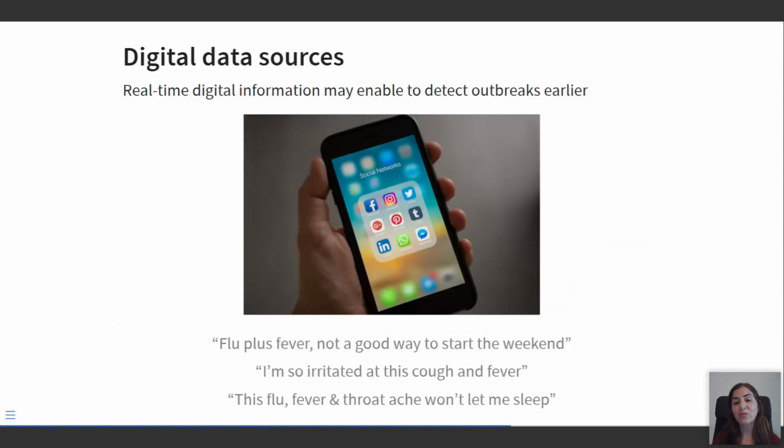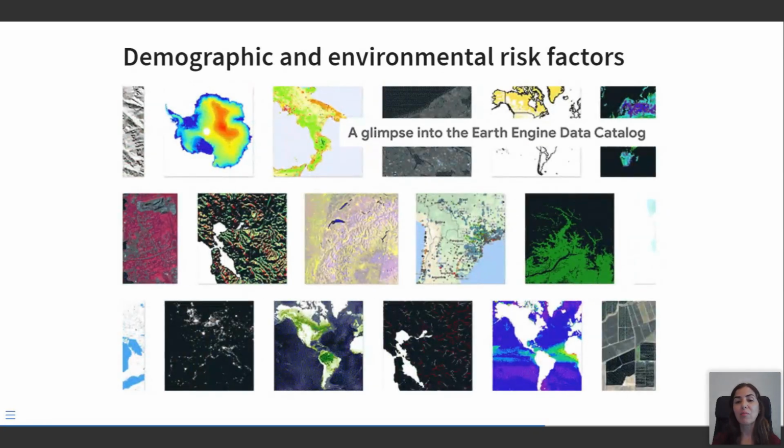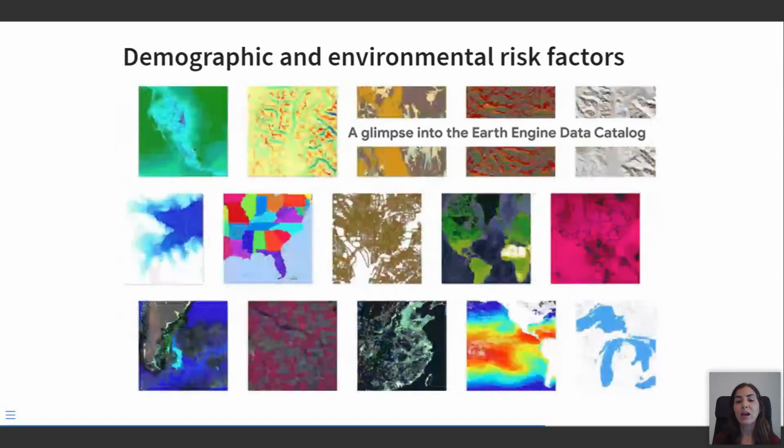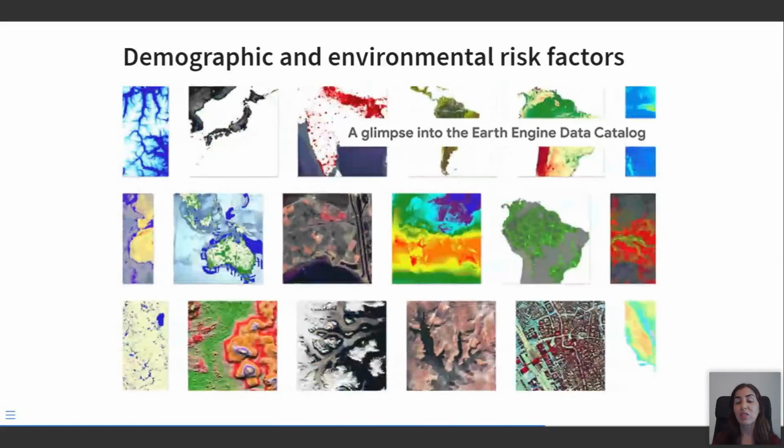Nowadays, we have access to other types of information, such as social media data, where people chat about how they feel, or Google searches, where people search treatments for their conditions. And this information is not produced for epidemiological research, but we can use it to understand disease activity levels in real time. We also have access to demographic and environmental risk factors such as temperature, precipitation, humidity, and many climate-sensitive diseases are affected by these factors, such as dengue or malaria.